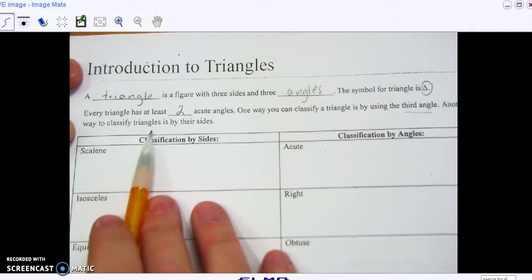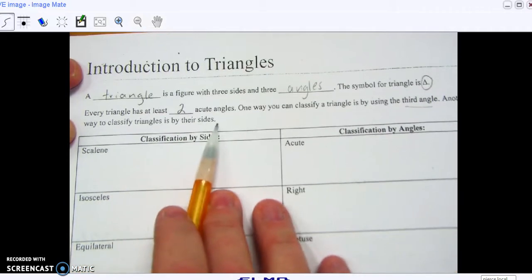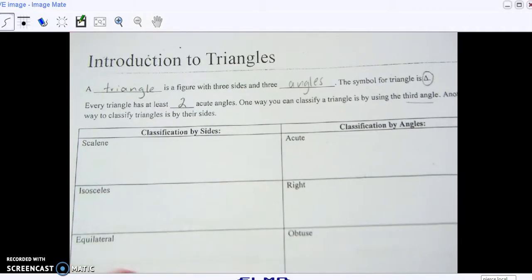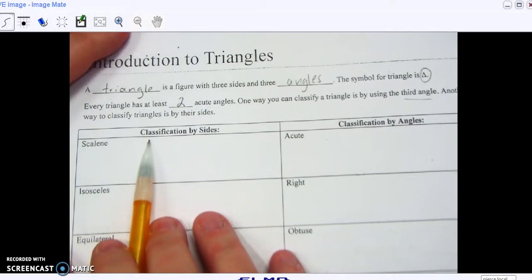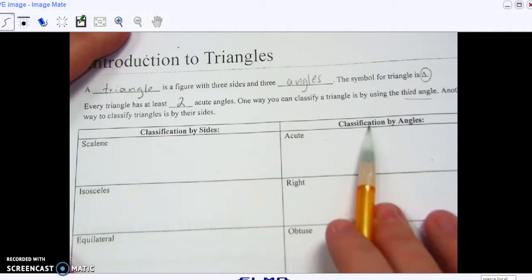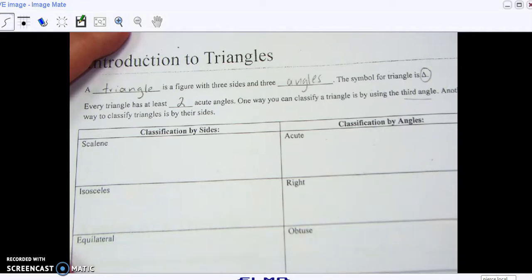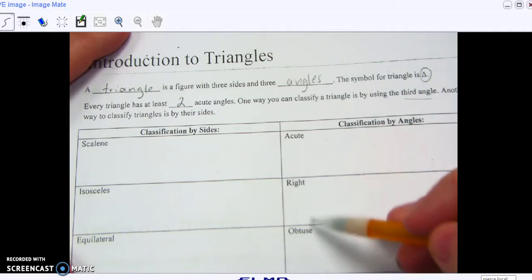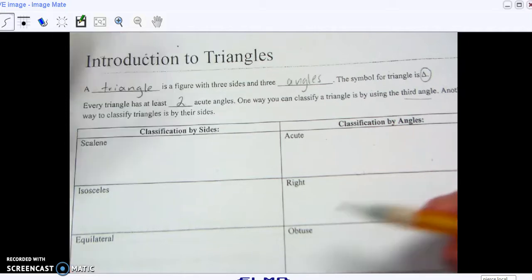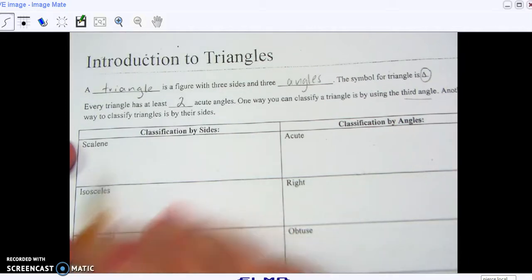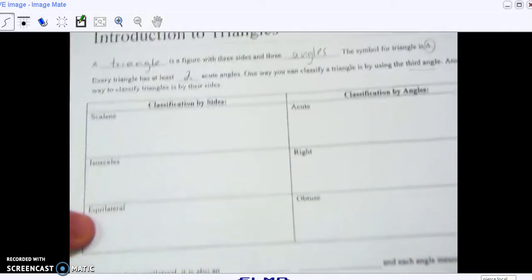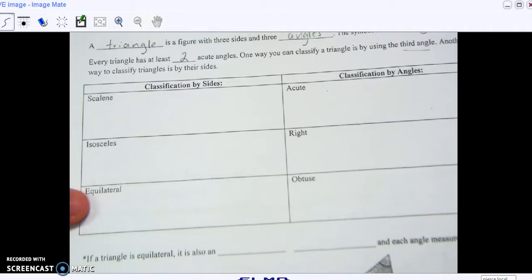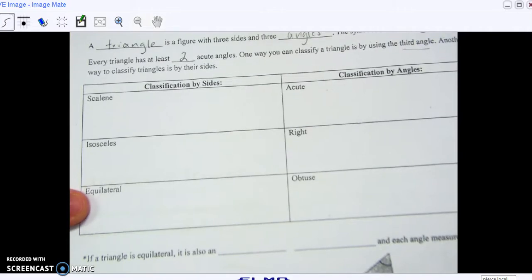Another way to classify a triangle is by their sides. These words right here should look familiar to you, but the side classifications and angle classifications are different. Notice angle, talking about how big your angles open up. Side classifications, I'll give you some hints for remembering right here, but it's up to you to remember them. Alright, I'm going to start right here with equilateral, since that's probably the one you're most familiar with.